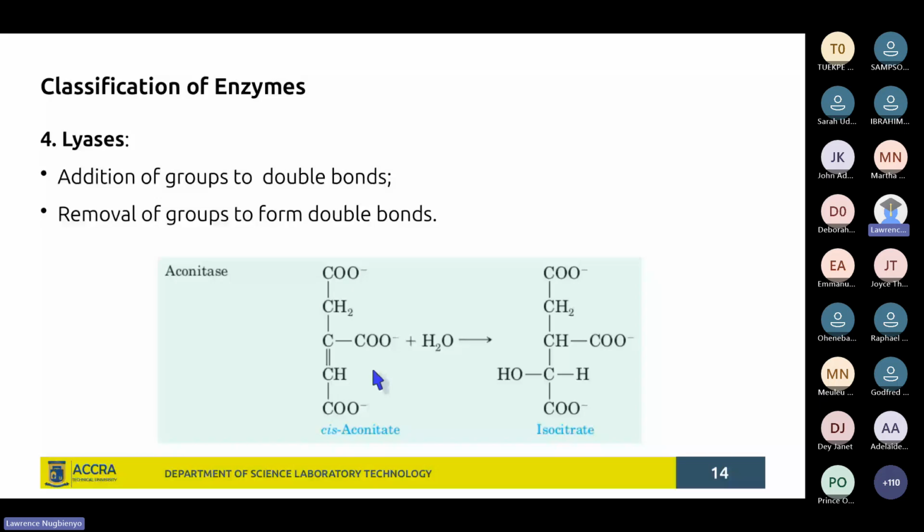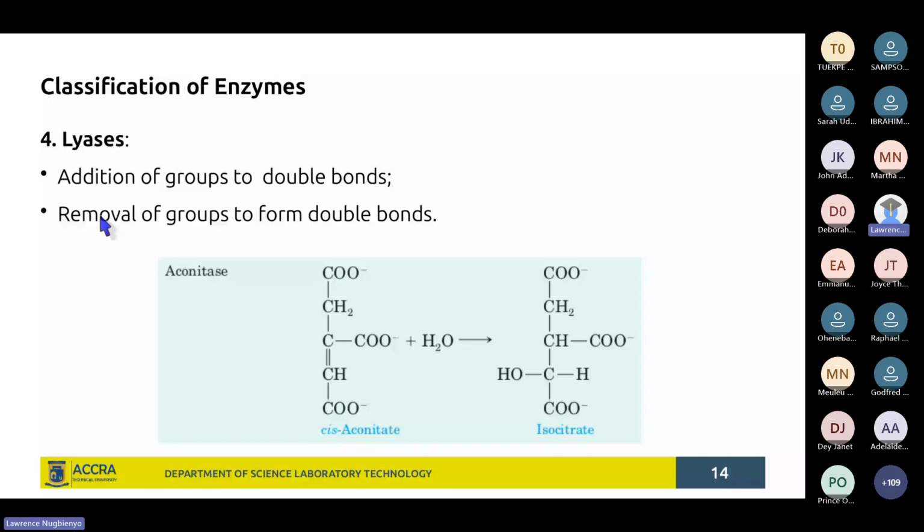There can be the reverse of this reaction, where you have water removed from isocitrates to give you aconitrates. So it's either a group is being added to remove a double bond, or a group is being removed to form double bonds. And this class of enzymes we refer to as lyases.